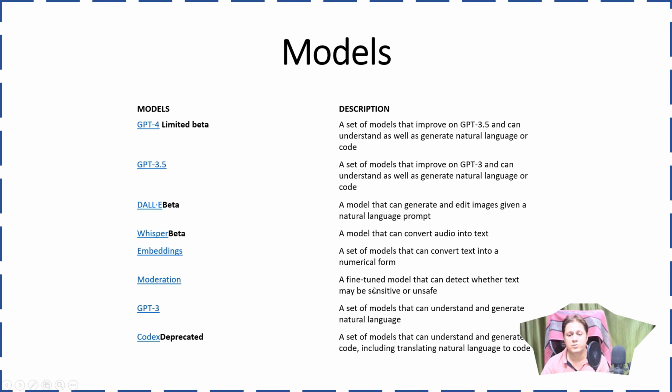Before sending a request to the server, you can moderate whether there are any sensitive or unsafe keywords which can block your account. Whenever you use these moderation APIs, they will warn you, okay, these are sexual context or whatever like that. And GPT-3 was the old model, and Codex is deprecated, the last one. Now they have stopped using Codex actually.